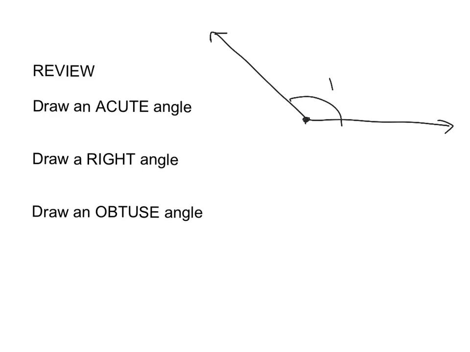I always remember it by acute: oh, little bitty puppies are so cute. They're little. So little angles are acute, less than 90 degrees. Oh, they're so cute. Obtuse, I think of obese. And if you're obese, you're very fat. So very wide angles, very big angles, bigger than 90. So this is bigger than 90, so it is obtuse.